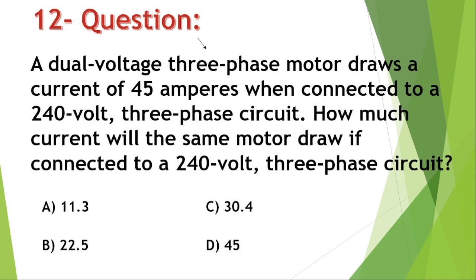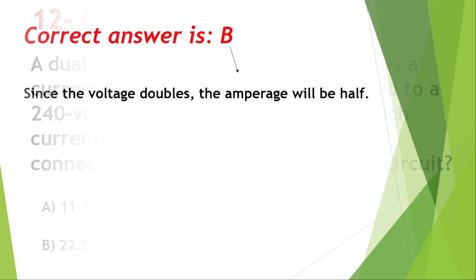Question number 12. A dual voltage 3-phase motor draws a current of 45 amperes when connected to a 240 volt 3-phase circuit. How much current will the same motor draw if connected to a 240 volt 3-phase circuit? A. 11.3, B. 22.5, C. 30.4, D. 45. Correct answer is B. Please see the reference.